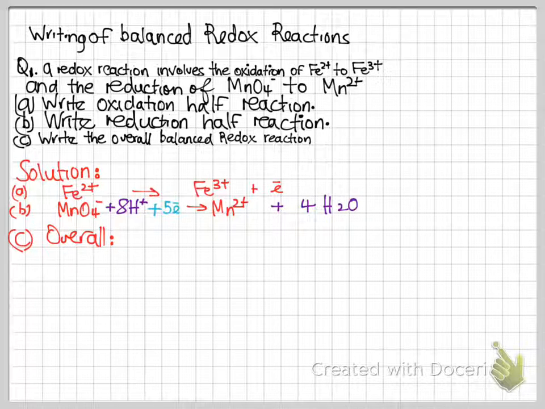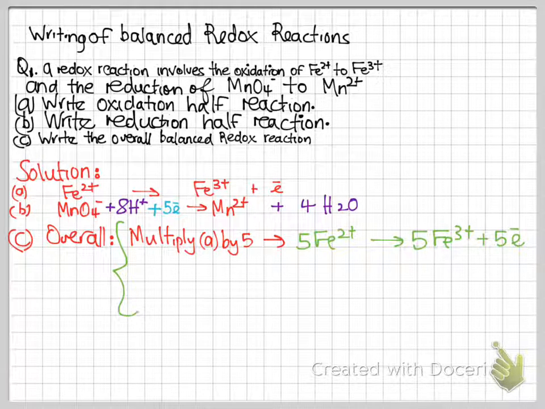Okay, now we look at the overall reaction. For the overall reaction, I need to cancel out the electrons on the left and the electrons on the right. To do that, you can see that equation A has got 1 electron, while equation B has got 5 electrons. So I need to multiply equation A by 5. Once this is done, I can add the green equation, which I've just multiplied by 5, and equation B together to get the overall equation. Remember, I can just cancel off the 5 electrons because they appear on the right and left, and I can just copy down everything else.